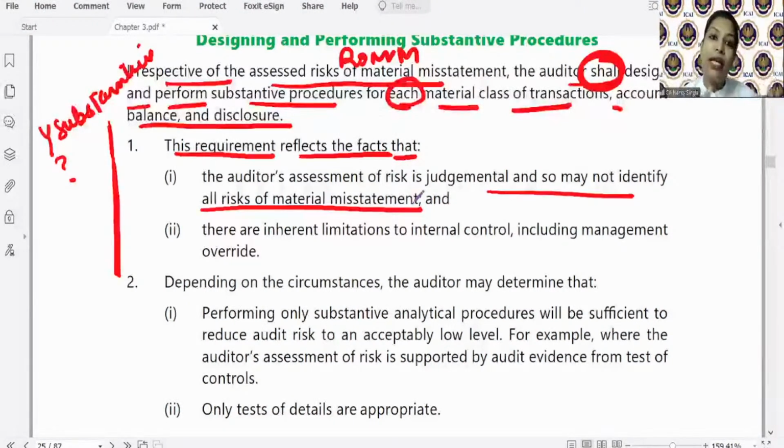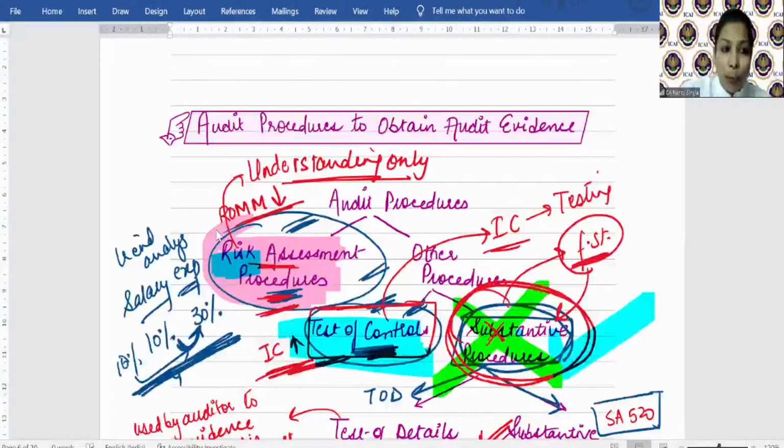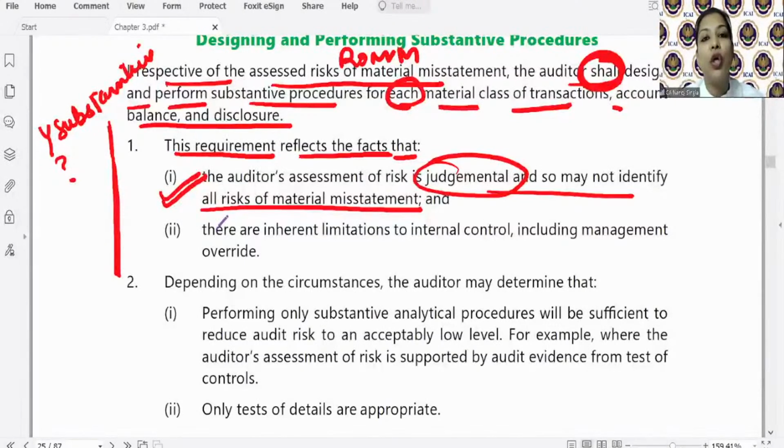In SA 315, the auditor is obtaining an understanding of the entity, its environment and internal control. So that assessment is judgmental in nature. That may vary from person to person, so it may not identify all risks of material misstatement. Even if the risk of material misstatement is very low, since such assessment is judgmental in nature, it might be possible that the auditor is not able to identify all risks of material misstatement.